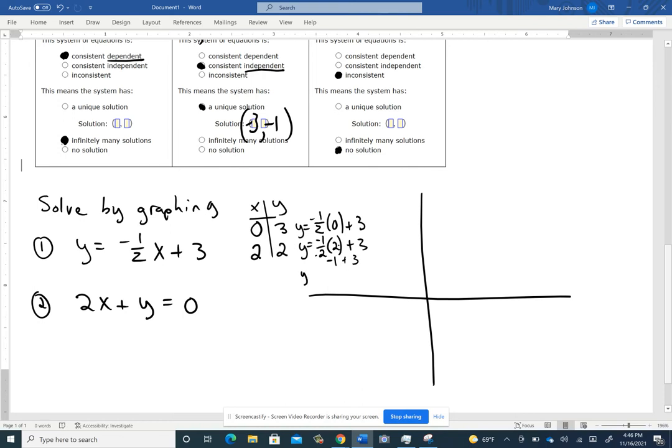So when x is 2, the y turned out to be 2. All right, and then maybe a -2 would be good. If I put a -2 in for x, this would be +1 plus 3, and I would get 4. Okay. All right, so let me see what that turns out to be.